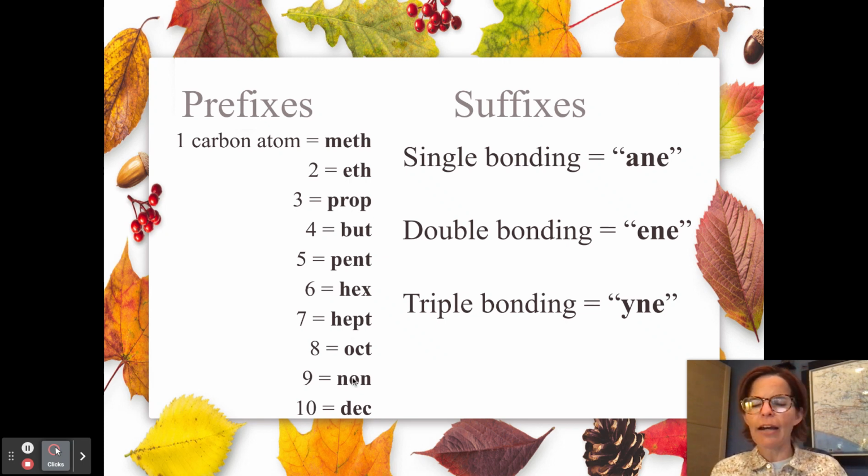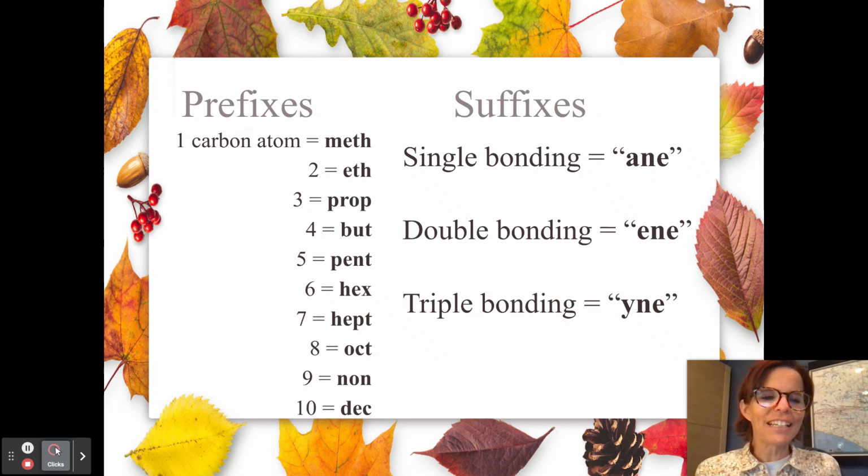So get these written down. Pause me if you want to write them down, or just listen to the video and then review, come back and write down what you think you needed to know. All right, so let's go through the prefixes quickly. Meth is 1, eth is 2, prop is 3. That's probably a new one also. Bute is 4, not but. Bute is 4. Pent, hex, hept, oct, non, and des, those ones are familiar. So those are the prefixes.